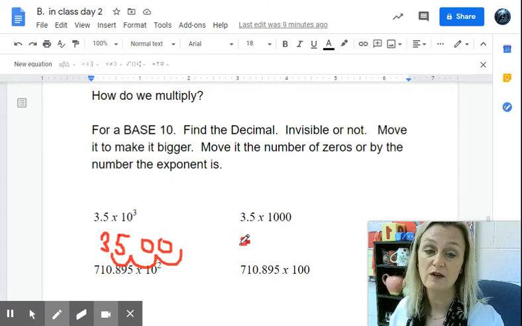So with this one, we work it the same way. We find our decimal, and this time, since there's no exponent, we just count the zeros. 1, 2, 3. We move it 1, 2, 3 times. A number has to be inside each swoop. The swoop is actually holding it. So we put a 0 in that one and a 0 in that one. My decimal moves to here. So again, it is 3500.